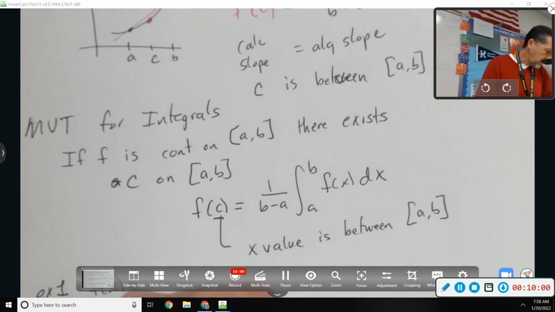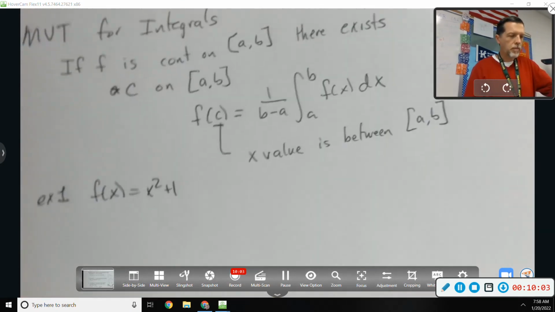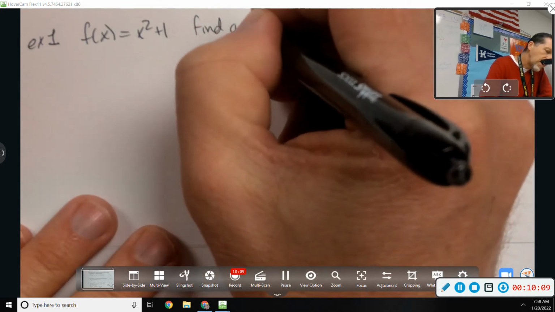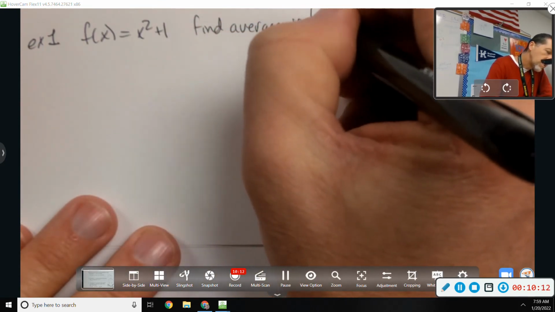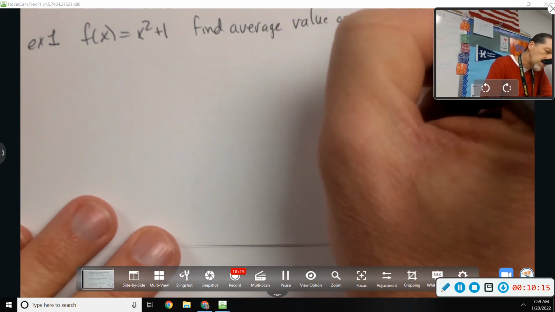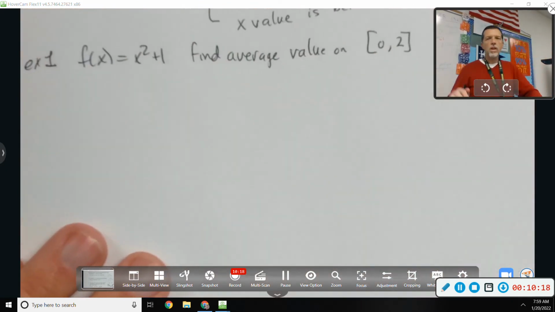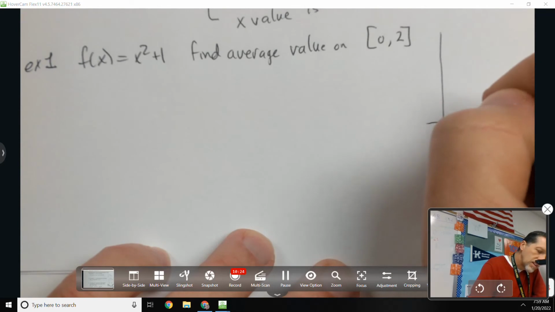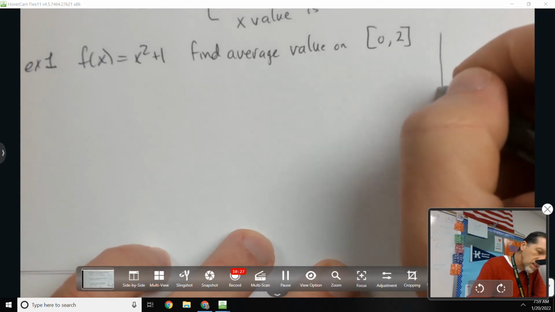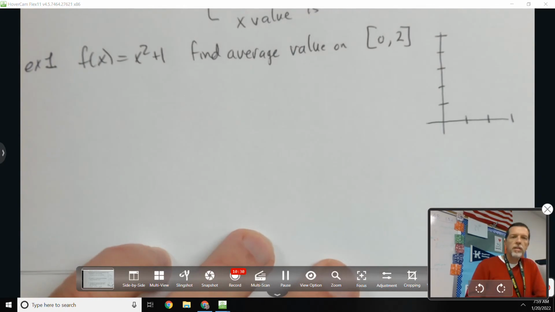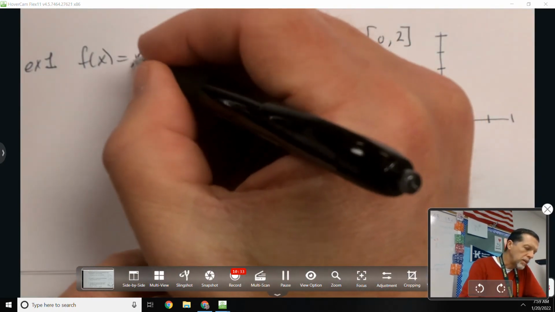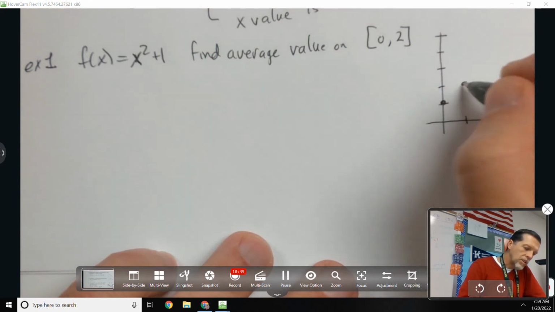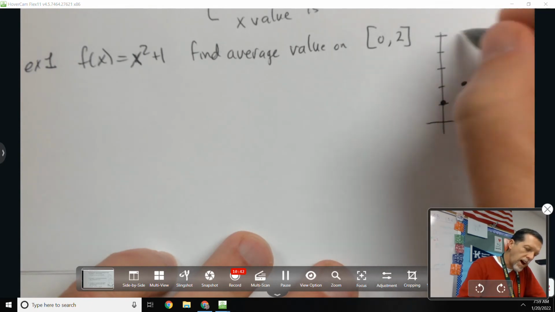So let's say f of x equals x squared plus 1. And let's find the average value on 0 to 2. Well, let's draw a little picture to see if we can understand what's going on here. So x squared plus 1, that's a parabola moved up 1, or you can plug in points. So 0, 1, 1, 2, 2, 5.